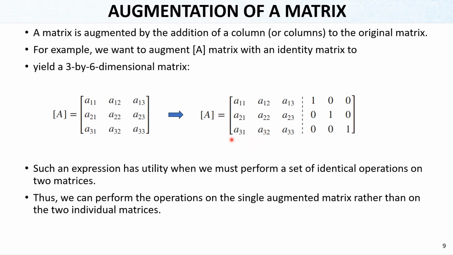If we want to take the determinant, if you remember, we can add these terms and have the determinant by using this 3 by 6. So this augmentation is useful for taking the determinant. Also for the Gauss-Jordan method that we will see in the following slides, at the end of this section, we will add the B constants here as the augmented matrix to perform the operations together. So we can perform operations on the single augmented matrix rather than on two individual matrices this way.